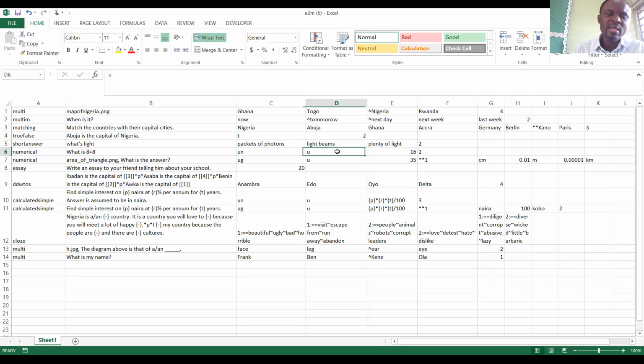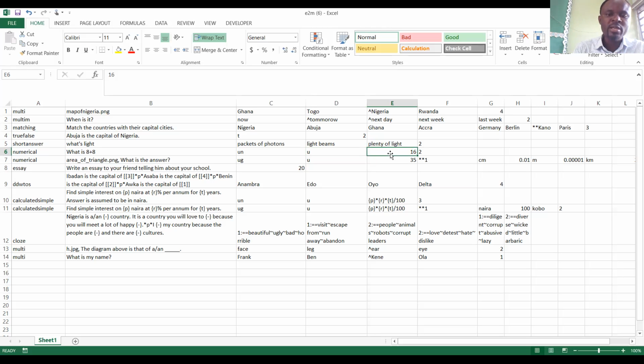The 4th column there should have the letter U. You don't need to bother about the use of the U. It's used by the system, okay? So just type in U if it's a numerical type of question. In the 4th column, just give U.